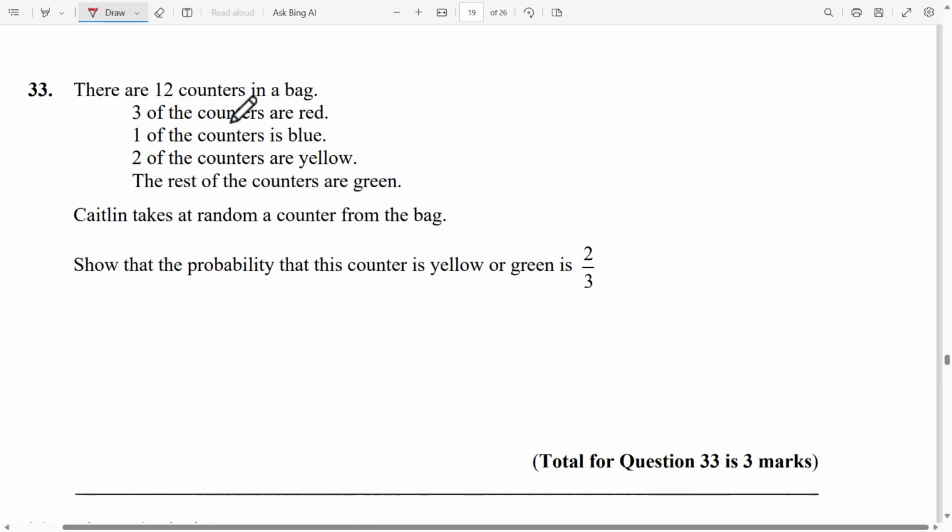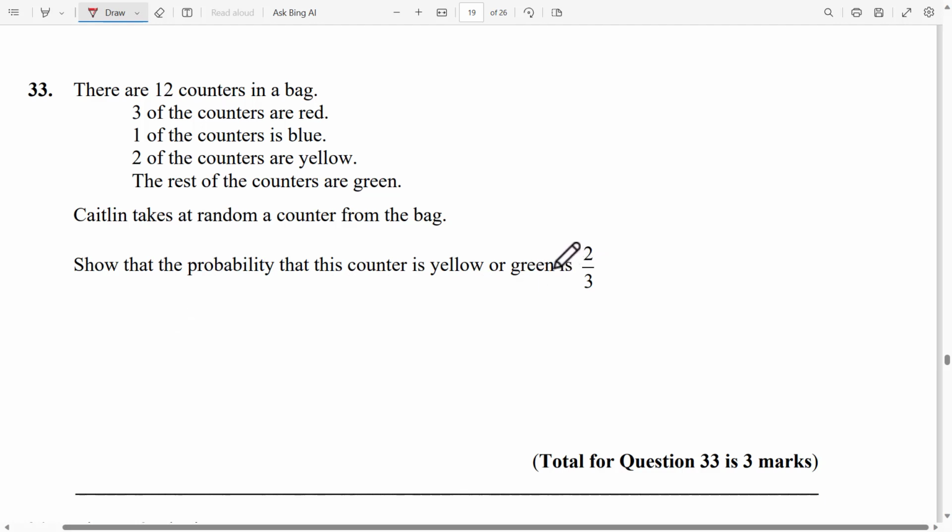So there are 12 counters in the bag. 3 are red, 1 is blue, 2 are yellow, and the rest are green. Kathleen takes a random counter from the bag. We need to show that the chance that the counter is yellow or green is 2 over 3.